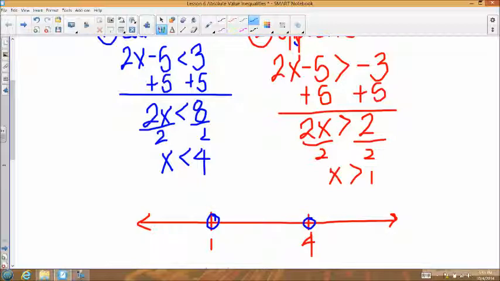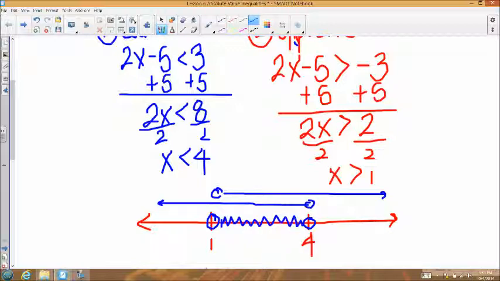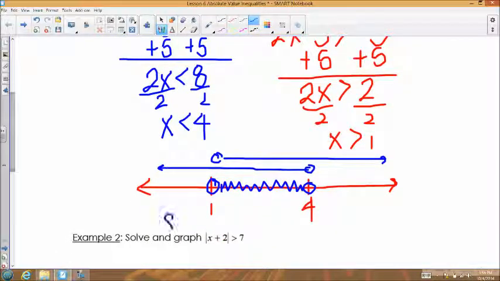And I'm looking at x is less than 4, which means I would start at 4 and I would shade to the left, as well as x is greater than 1. So that would go this way. So where both of these overlap, because these both need to be true, is in the middle. So my solution is 1 through 4, or 1 going to 4. So I can just write that down here.